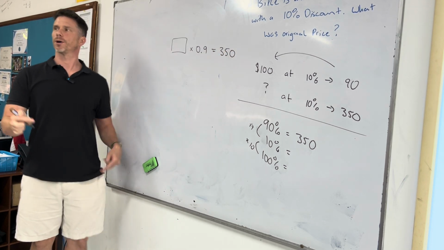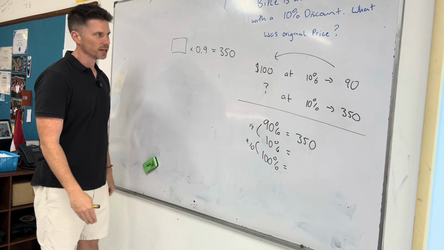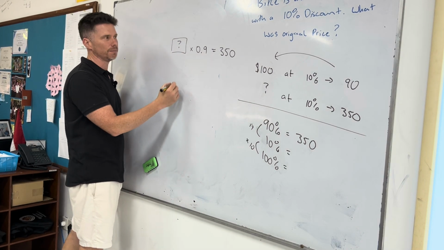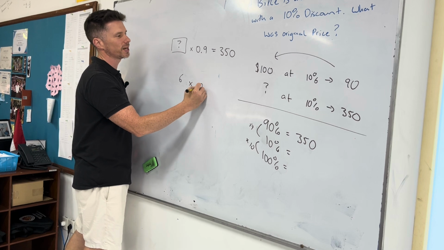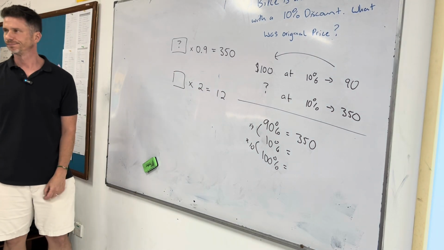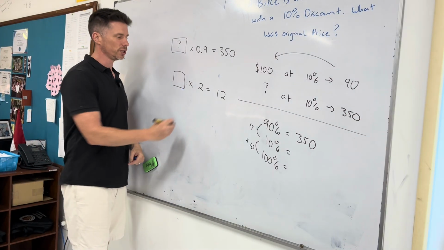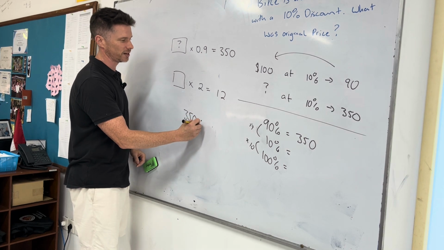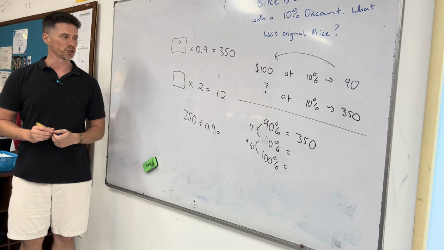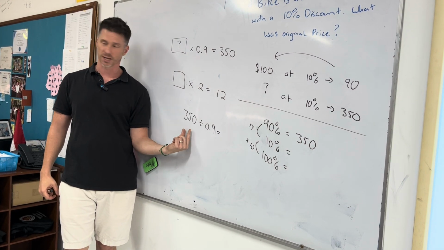If I ever want to work backwards from a multiplication problem, I divide. Let's think of a simple example. 6 multiplied by 2 is 12. But if I left out the 6, how do I get it? 12 divided by the 2. So in this case, 350 divided by 0.9 gives us our answer. It should be more because it's less than 1, so it'll fit in more times.